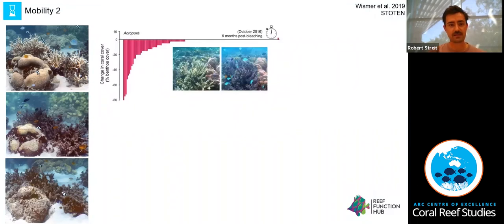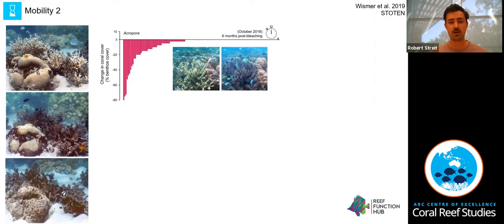So this here is the coral cover. We have Acropora, which is one of the main branching preferred habitats of these coral associated fishes. And we have the change in cover on the y-axis. The different bars are just different quadrats, different locations, and they're ordered by magnitude of change in cover. So you can see we had some significant losses in some of the sites. Up to 80% of Acropora coral disappeared during the bleaching event.